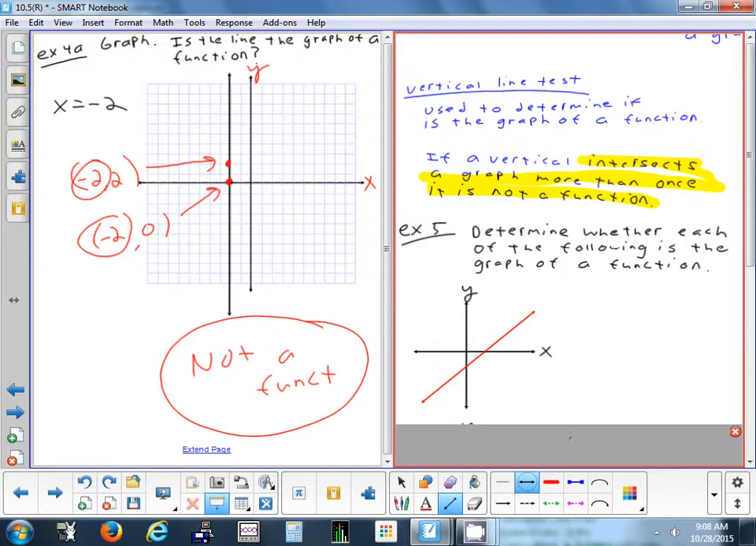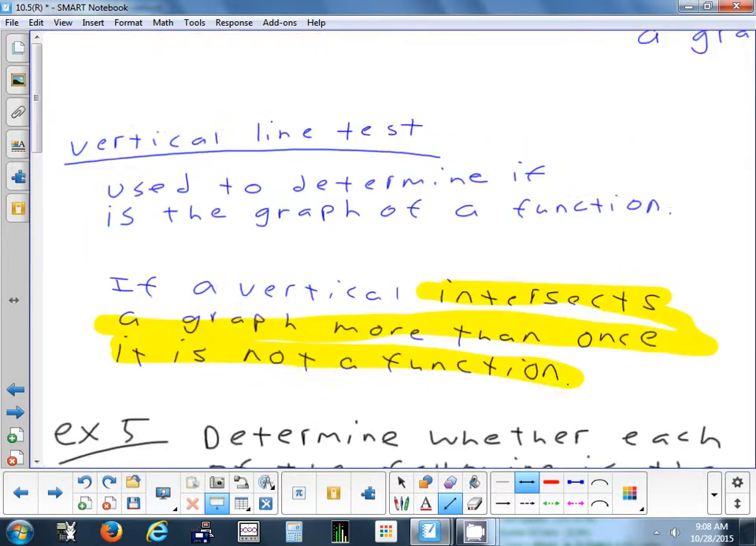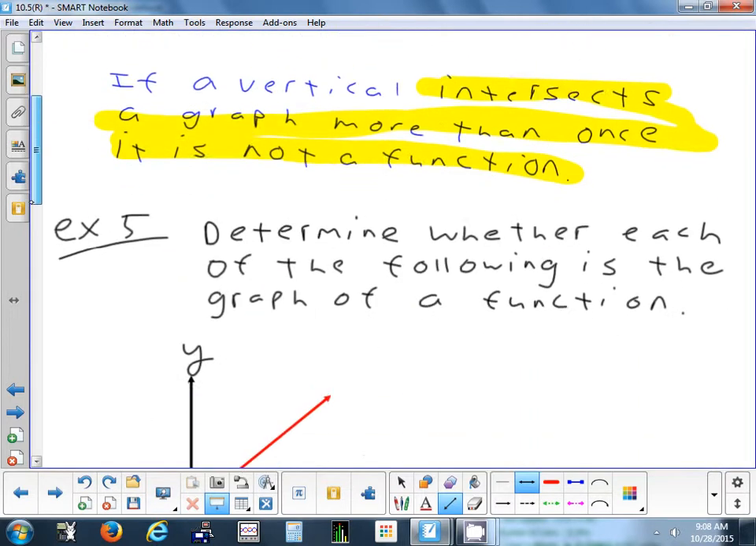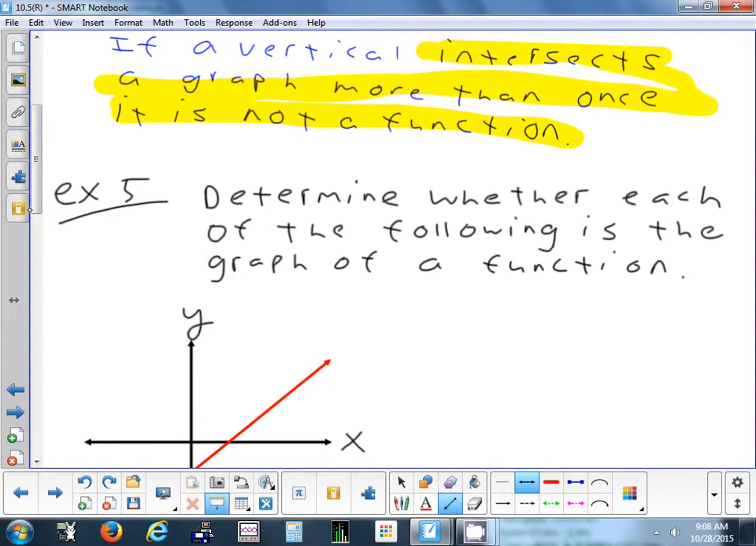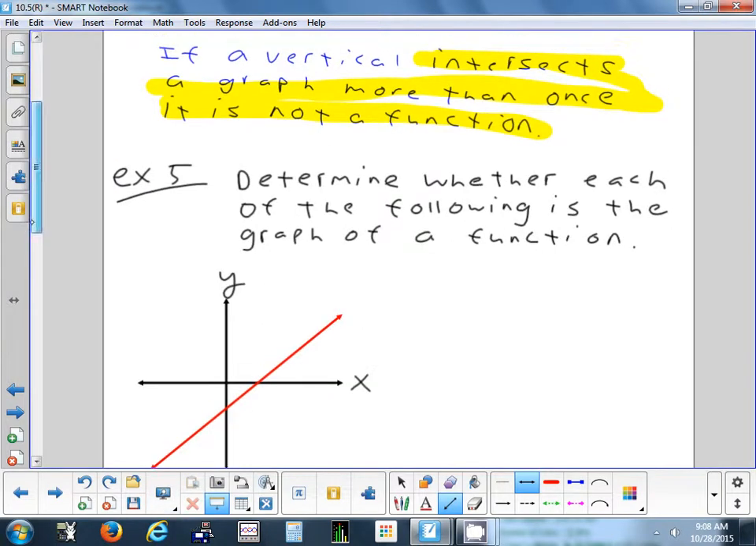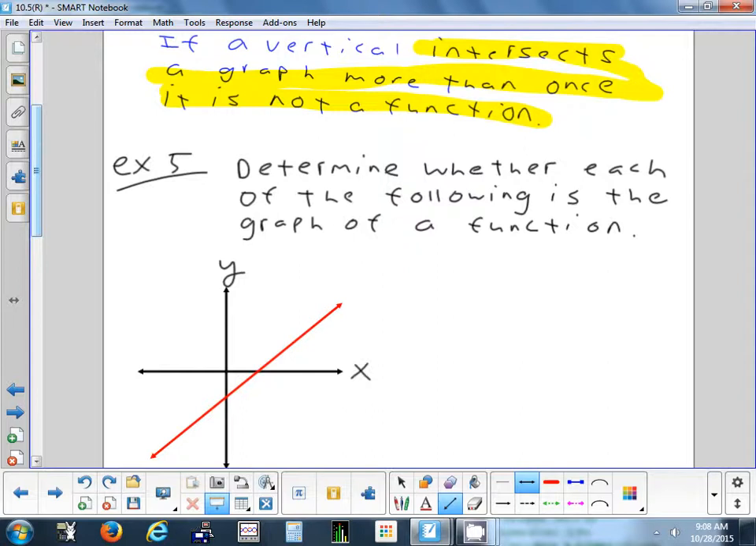Right? So let's look at this picture. So you can make that right hand paper. So all you're going to write for your vertical line test is: if it intersects a graph more than once, it is not a function. Right, let's look at this first one. Okay, I'm just going to put in some vertical lines.